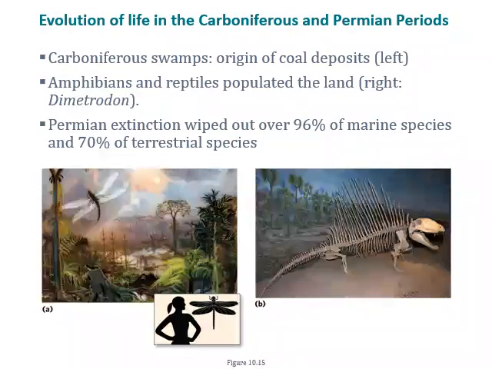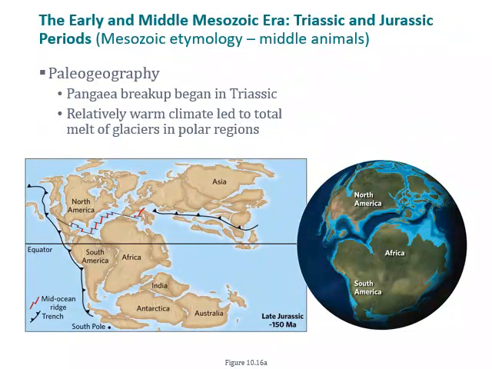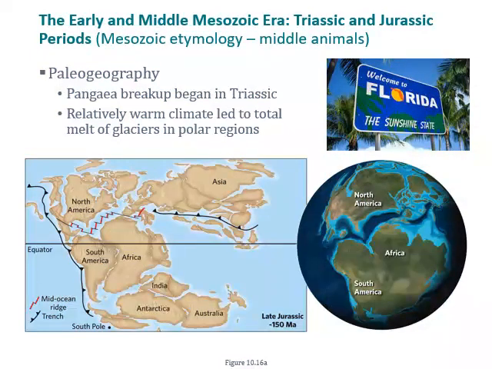The early and middle Mesozoic era includes the Triassic and Jurassic periods. Mesozoic means middle animals. In terms of paleogeography, Pangaea began to break up in the Triassic, which led to the formation of the Atlantic Ocean. A relatively warm climate also led to the total melt of glaciers in polar regions. For those curious, this is a time when Florida began to form as well, as it was a broken off piece of Africa that ended up attached to the North American continent.